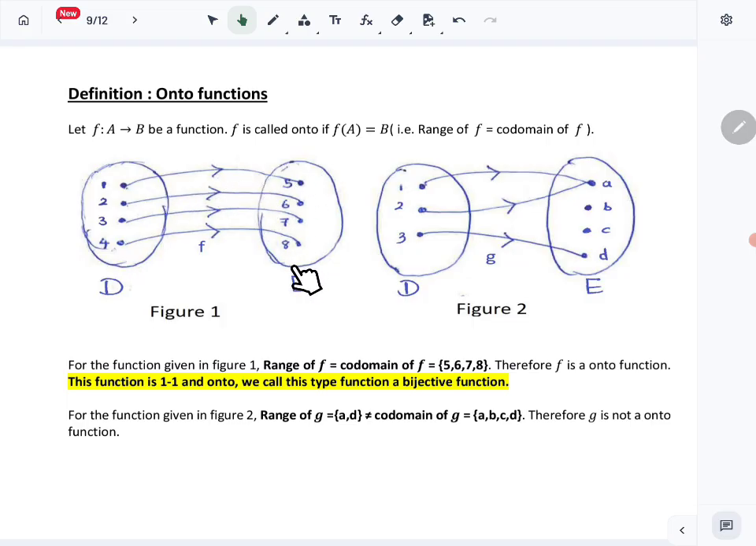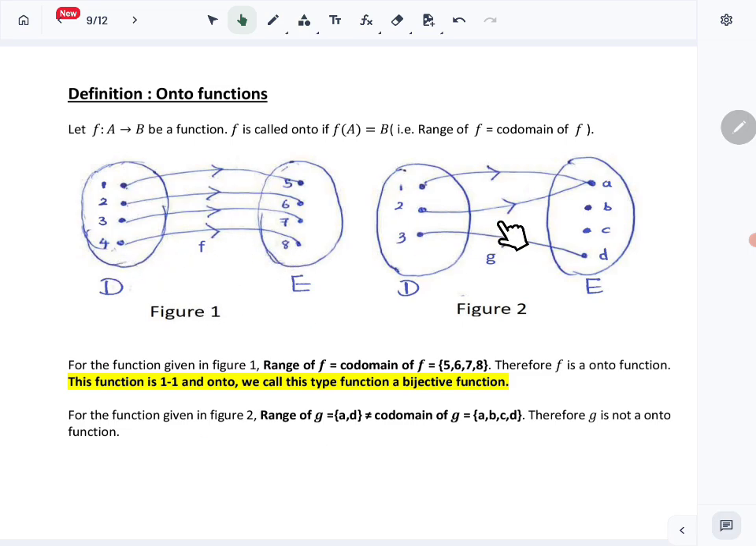Here, what is the domain? 1, 2, 3, 4. What is the range and codomain? Codomain is 5, 6, 7, 8. Range is what? Range is also 5, 6, 7, 8. So this type of function is what? Onto.